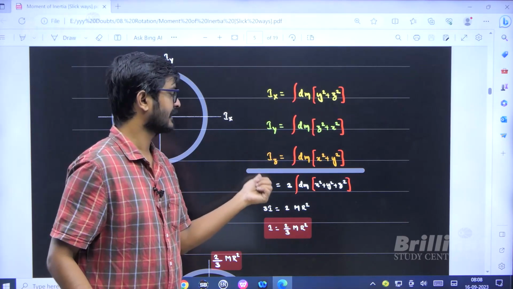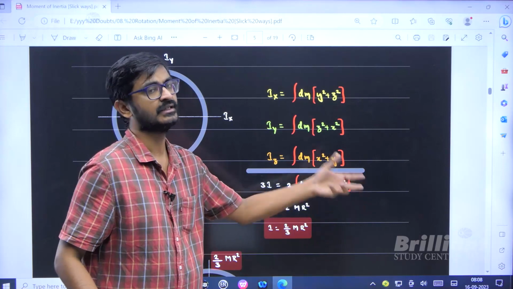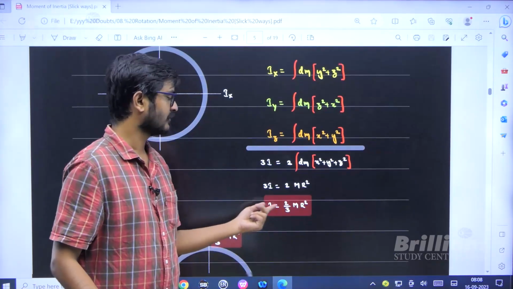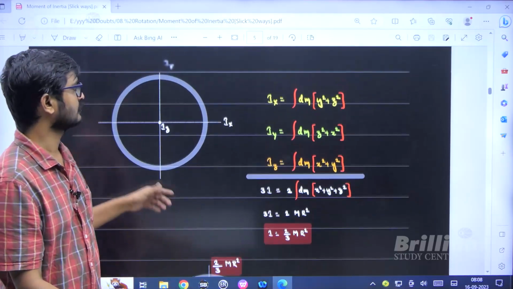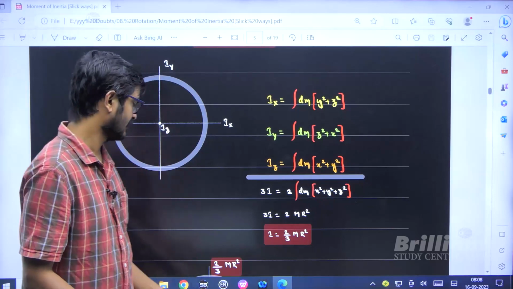For any object, you can write Ix plus Iy plus Iz equals 2 times the integral of dm into x square plus y square plus z square. But in this particular question, it will become 3I and this will become r square. So I equals 2 by 3 m r square. So the moment of inertia about the x-axis, y-axis, z-axis are equal and equal to 2 by 3 m r square.